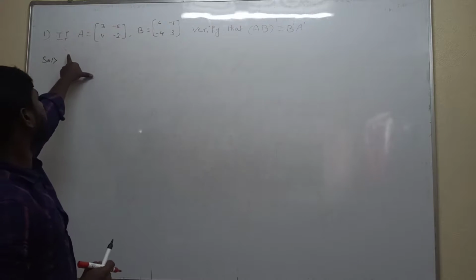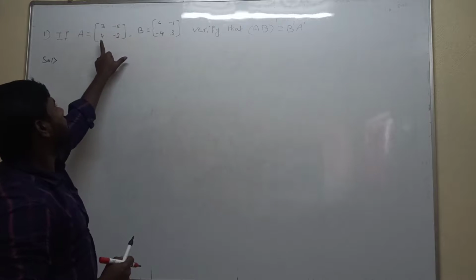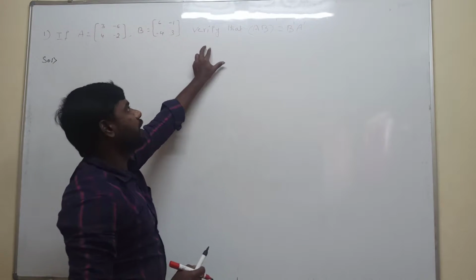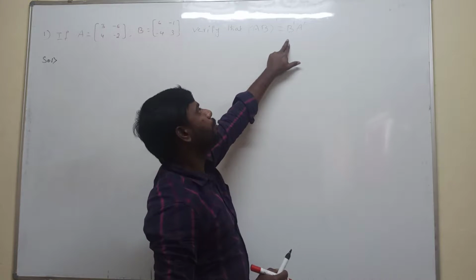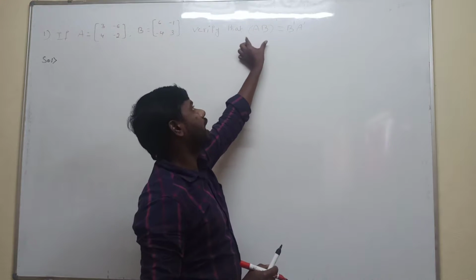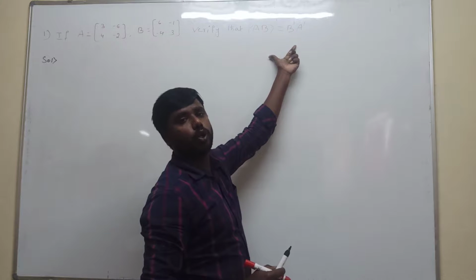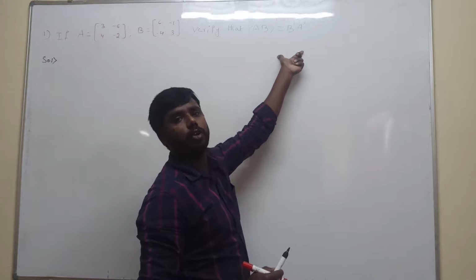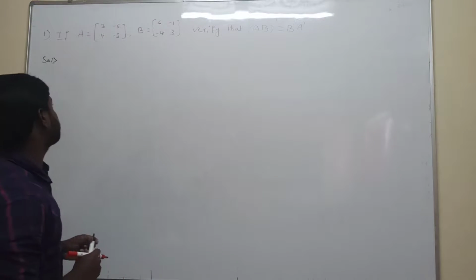Read the question. If capital A is equal to [3, -6; 4, -2] and B matrix is given, verify that (AB) transpose is equal to B transpose A transpose. Verify that by calculating the LHS part and the RHS part. So we have to show that LHS is equal to RHS, or else LHS is not equal to RHS. So now we are going to the solution.